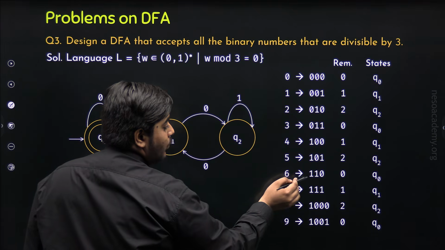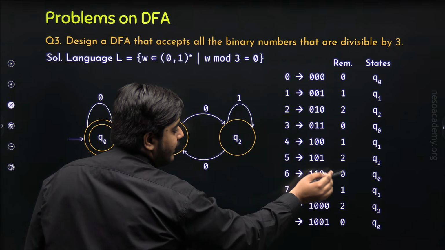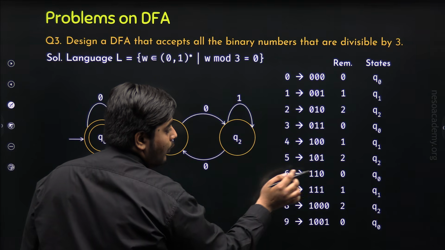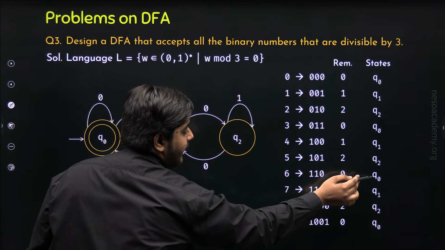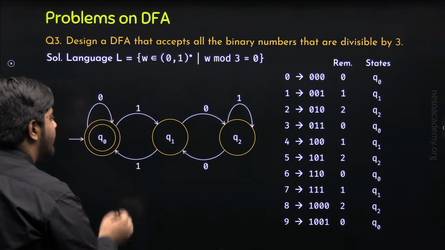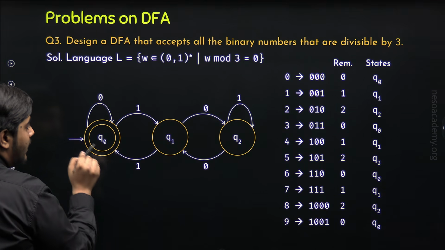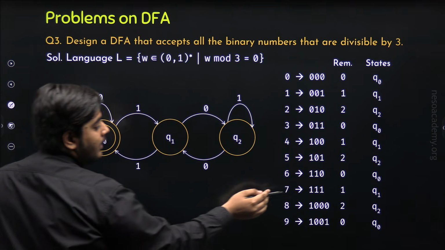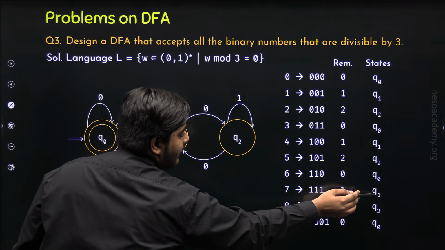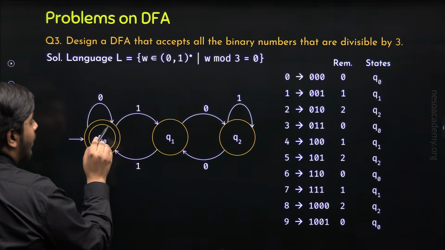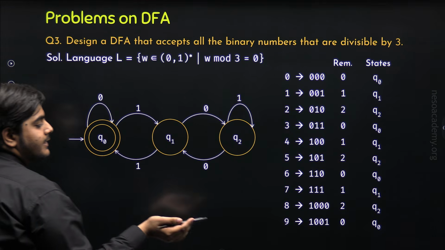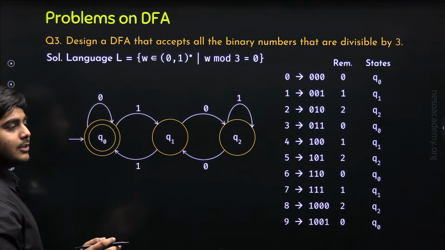So the next string is 1, 1, 0. Remainder is 0, which means this will be divisible by 3. So the processing needs to be ended at the state Q0, which is an accepting state. Let's check the processing of 1, 1, 0. Accepted. Now let's check the number 7, which is 1, 1, 1. Processing needs to be ended at the state Q1. That is why it is rejected. And similarly, you can process these remaining strings also.